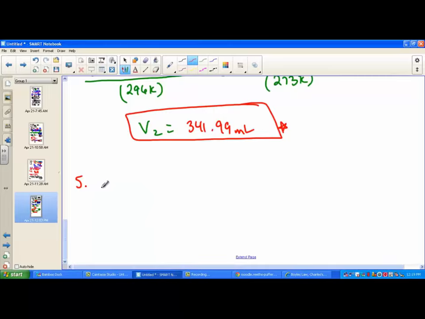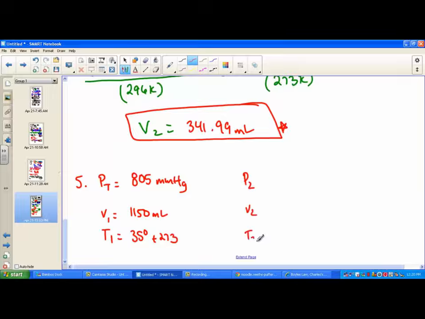Let me tabulate what we know. Total pressure given to us as 805 mmHgs. The volume is 1150 mLs. Temperature of the water, 35 Celsius. Solve for the new volume at standard conditions. Standard conditions in a like unit, 760 mmHg. Standard temperature in a Kelvin unit, 273 K. So here's the right side.